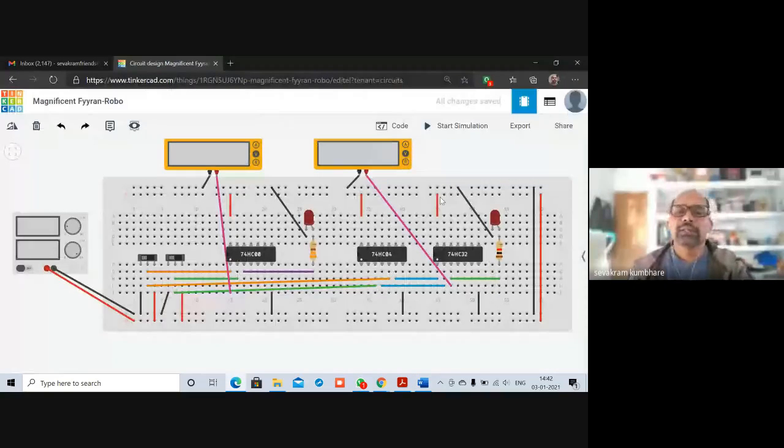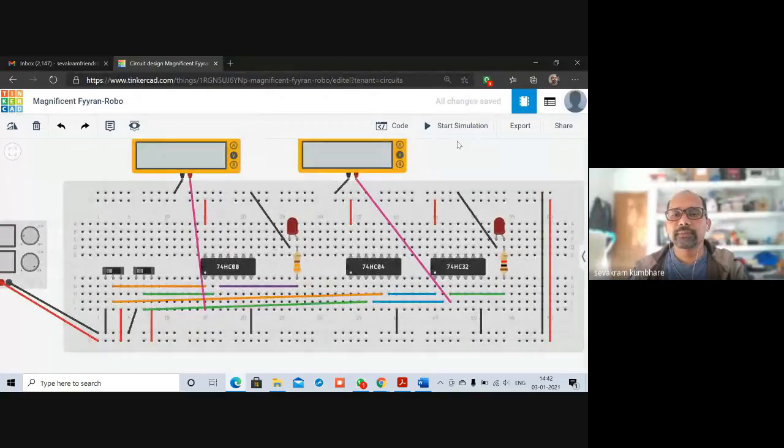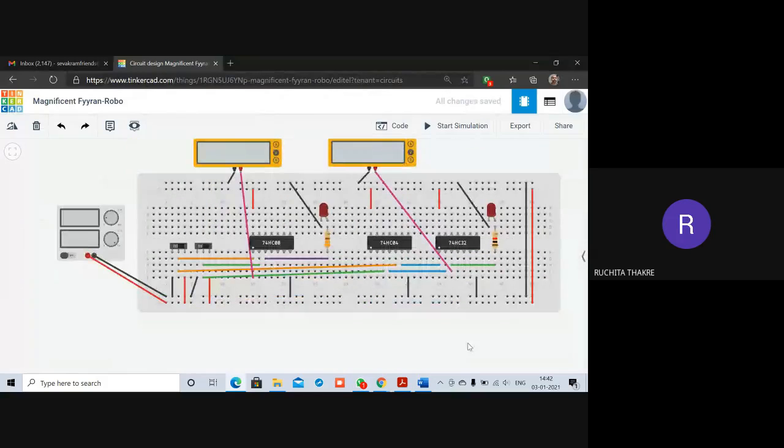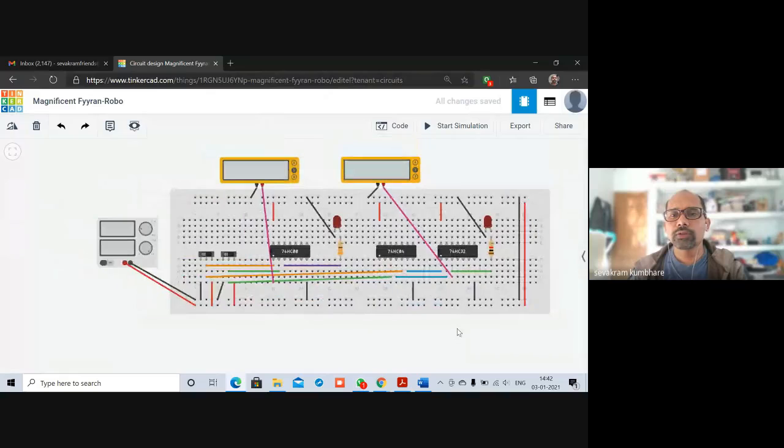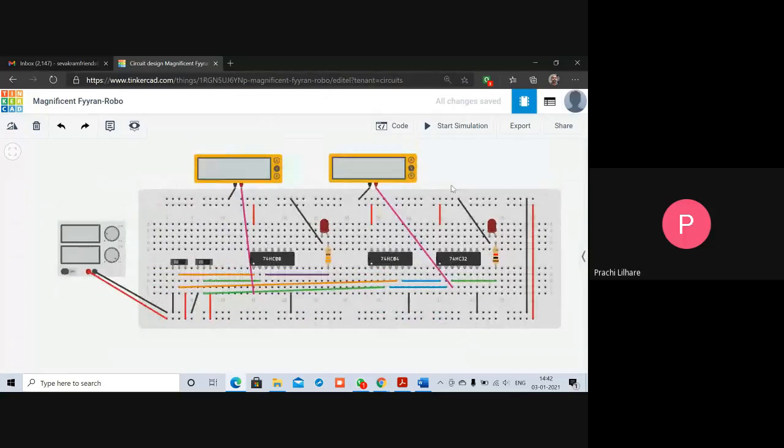Is this connection okay for you, or any doubt in this? No, sir. No doubts? No, sir.